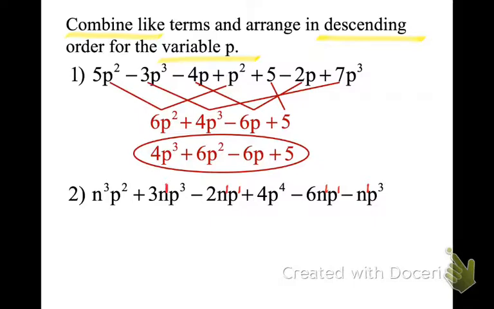Okay, now we are going in order of the p. Where is the biggest p? Gideon. The biggest p would be positive 4p to the fourth.